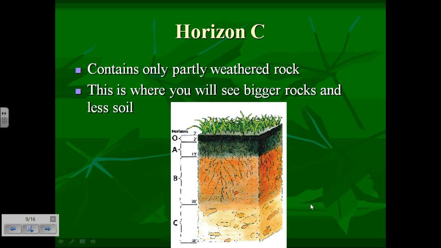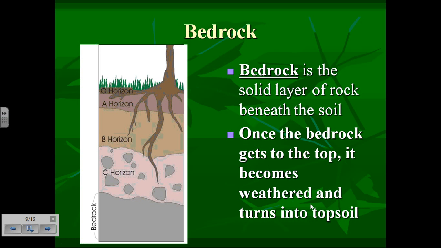Horizon C contains only partly weathered rock. This is where you'll see bigger rocks and much less soil, and this falls below Horizon B. Now, below all of the horizons, you have this material called bedrock. Bedrock is the solid layer of rock beneath the soil. Once the bedrock gets to the top, it becomes weathered and in turn becomes topsoil. So this is actually the material that you start with before you make topsoil.